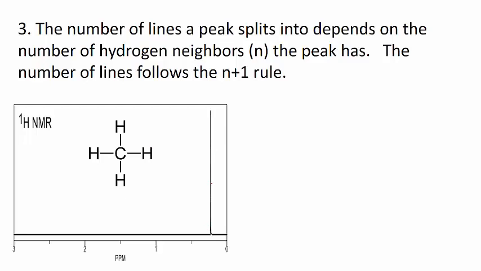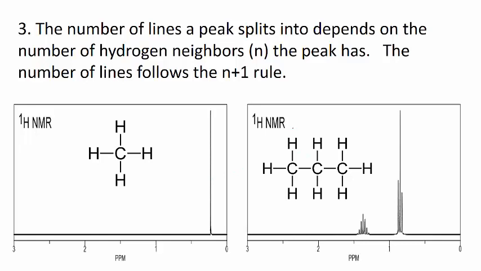It's just one peak. But when I look at propane, if I take this hydrogen, for example, this hydrogen is the same, this hydrogen is the same, this hydrogen is the same, this hydrogen is the same, which means it has 2 neighbors. And so this peak should be split into n+1, 3 peaks. This was the bigger peak, right?